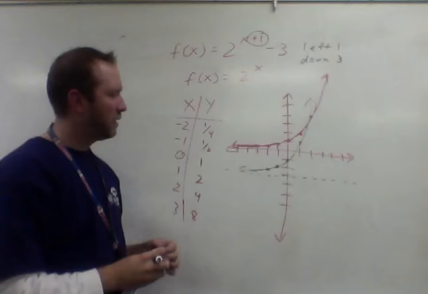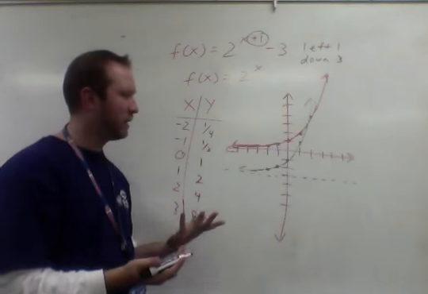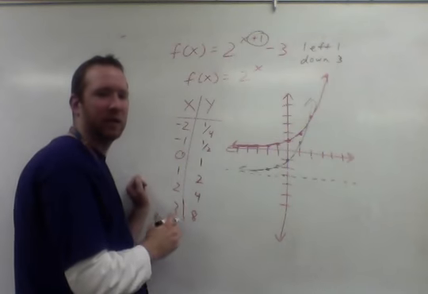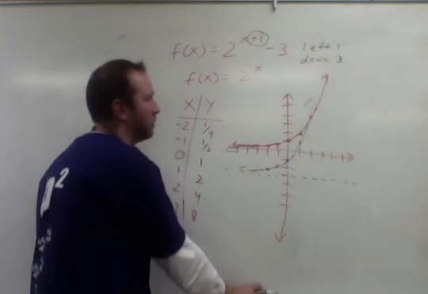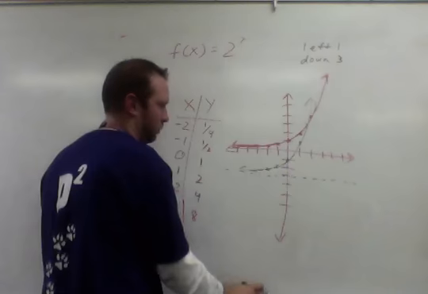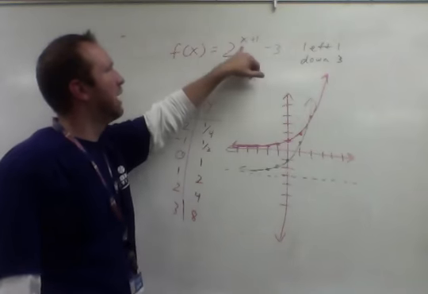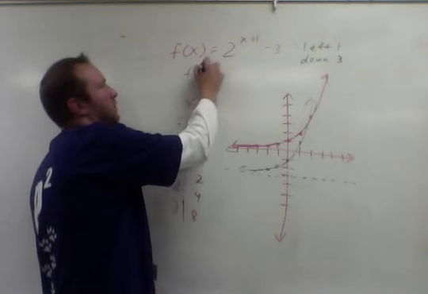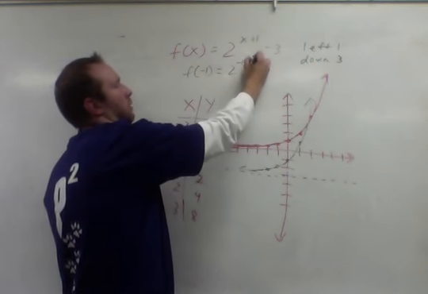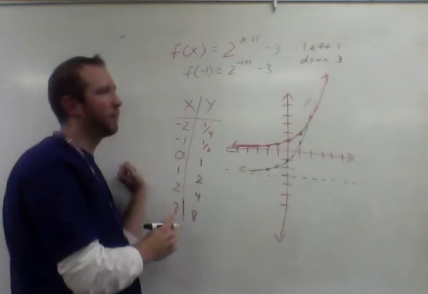Okay? Just to kind of check and verify, I could plug a point in and see what I get. So I'm going to look at this example here, which is x equals -1. I'm going to plug it into my equation. All right, so if I plug -1 in for x, which means I'm finding f of -1, I get 2 to the -1 plus 1, minus 3.